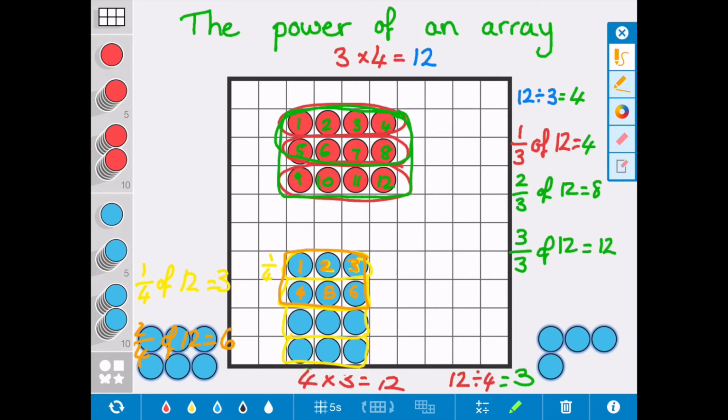So you can see really how useful it is to be able to actually have an array and how that helps us to work out so many other calculations.